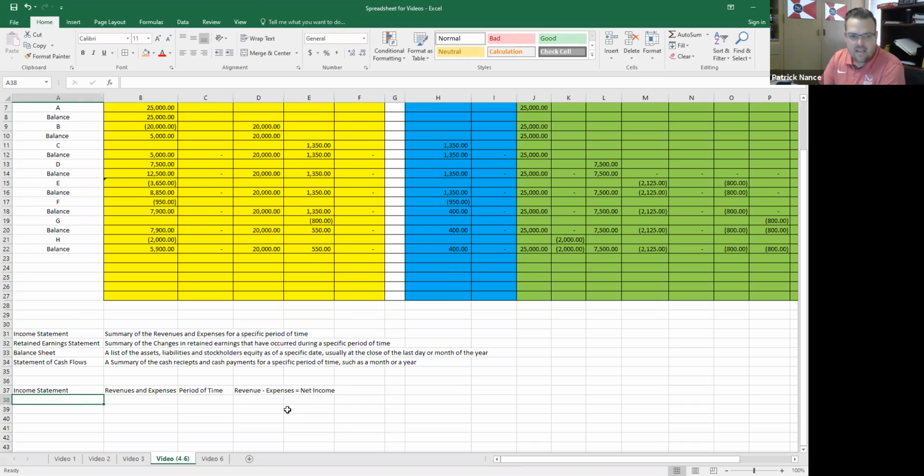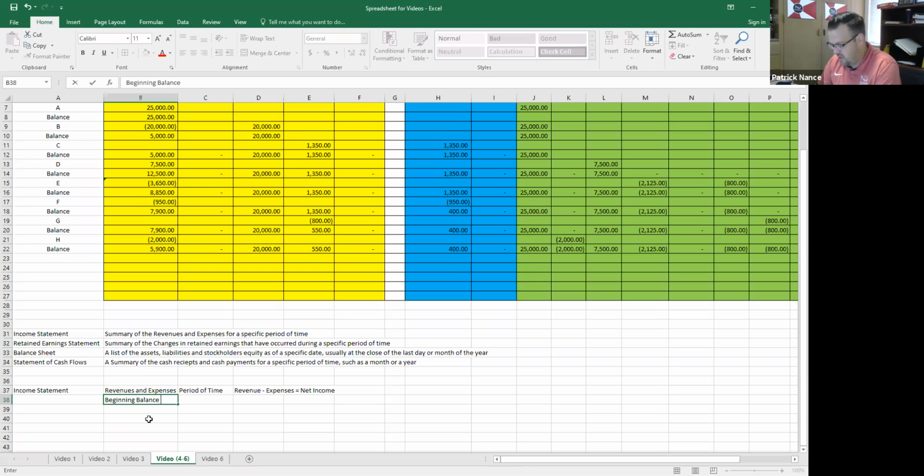Next one is the statement of retained earnings. The statement of retained earnings is a summary of the changes in retained earnings that occurred during a specific period of time. Retained earnings has several things that affect it. First, we have a beginning balance of retained earnings, which is what we started with. You can think of retained earnings kind of like a bank account. The beginning balance would have been whatever we ended the prior time frame with, because this one is also for a specific period of time.